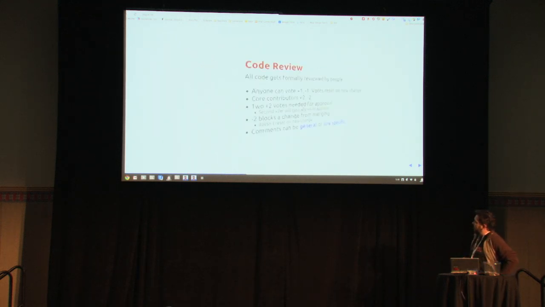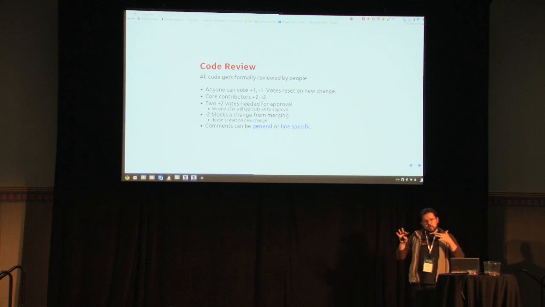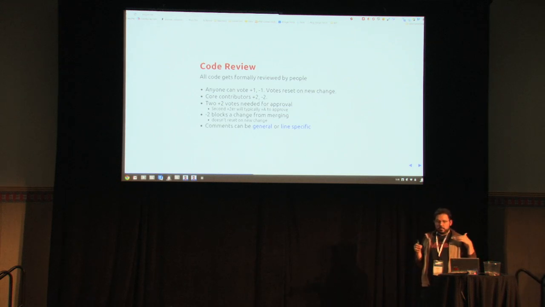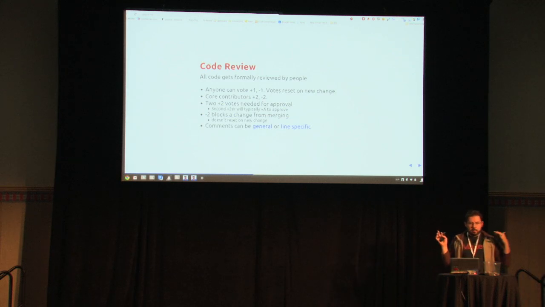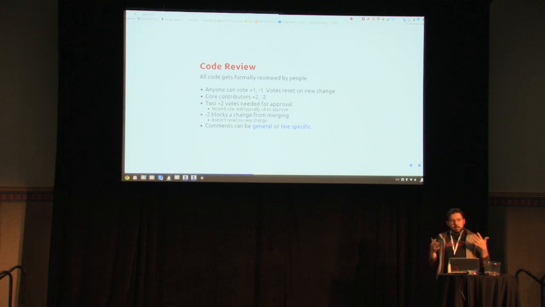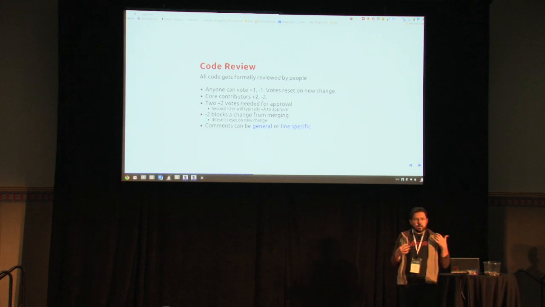So every change that goes up has a formal review process by humans. And anyone on the internet, anyone in this room, can go start reading OpenStack code and can start adding reviews to it. Just by logging into Gerrit with an OpenID, you can start reviewing code and helping us make things better and add your comments to it. Everyone gets a plus one or a minus one vote. These are fundamentally advisory, but they are very useful. As a core contributor that has a lot of code I should be reviewing, one of the first things I look for is, did someone else plus one or minus one this code?